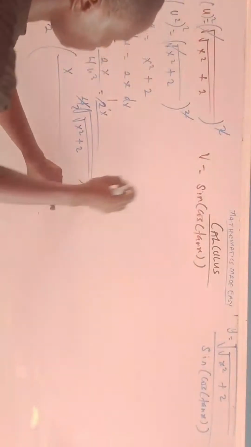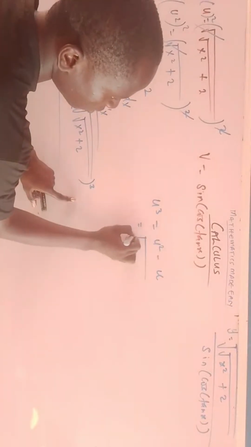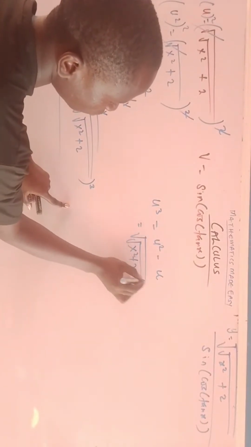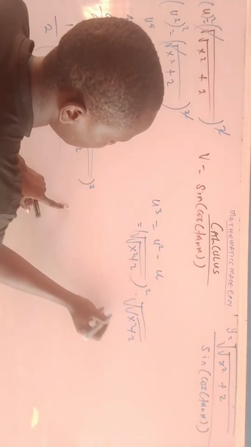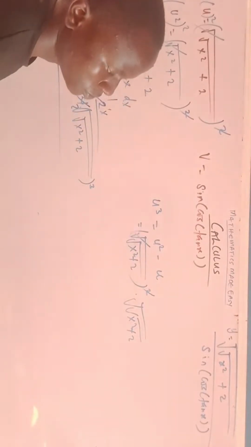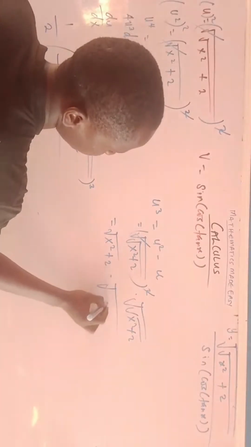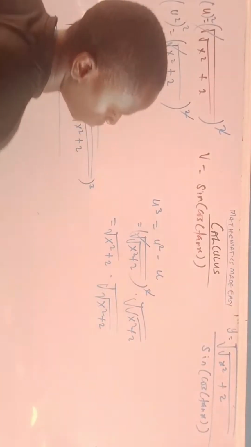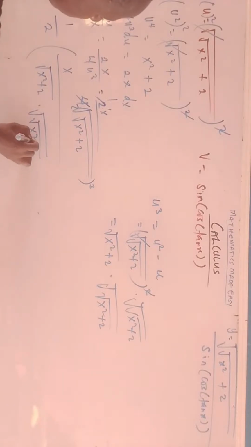This is cube. So if I say u cubed, it means u squared times u. Then I'm going to have the square root of x squared plus 2, then squared, multiplied by the square root of x squared plus 2. All together, the square will cancel the square root. So what I'm going to have will be the square root of x squared plus 2, multiplied by the square root of x squared plus 2. Do you understand now? So that will be this guy right here.